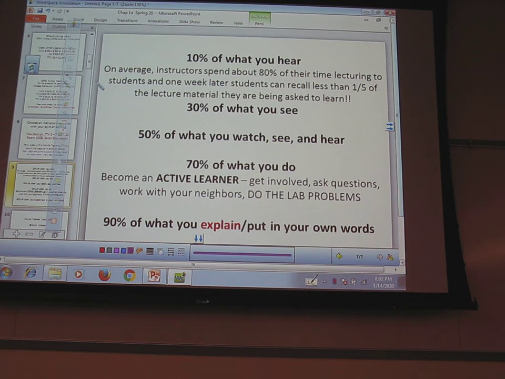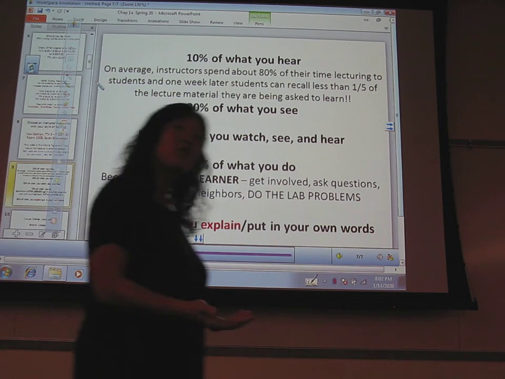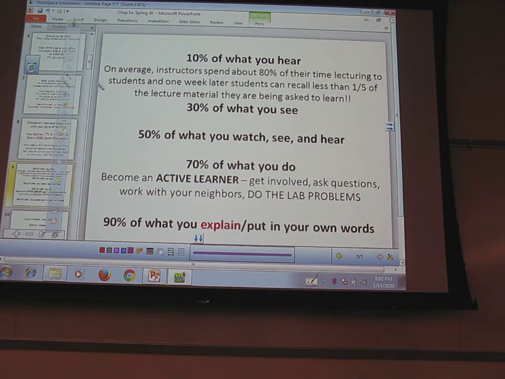Repeatability. Nope. Very top. 10% of what you hear. On average, instructors spend about 80% of their time lecturing to students, and 1 week later, students can recall less than 1/5 of the lecture material they're being asked to learn. Right. So that's the traditional lecture, what people used to do. They stand up there and talk and talk and talk, and students don't really remember. That's not effective for most students.